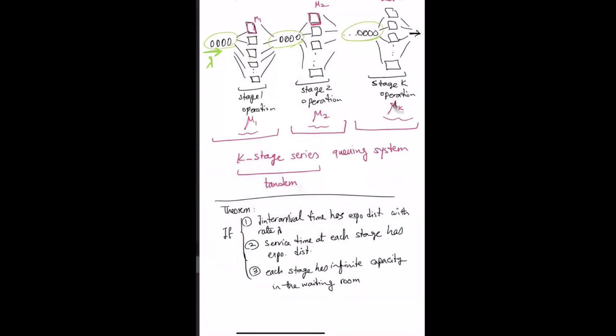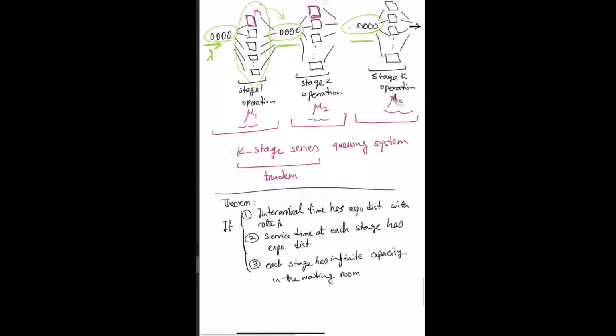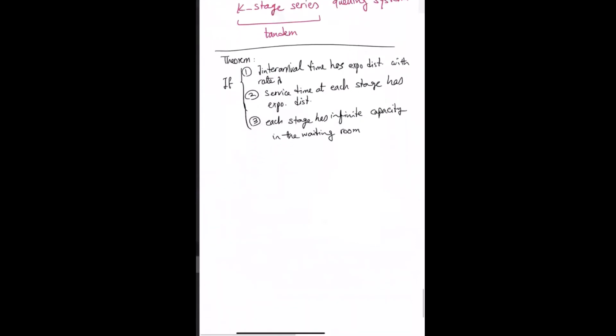So we assume that these waiting rooms between these stages have infinite capacity, so they can hold as many entities as we receive from the previous stage. Okay, so when this stage is done, they send the entities to this waiting room and they wait to get processed on the next stage and so forth. We assume these waiting areas have infinite capacity. They can hold as many entities as we want.